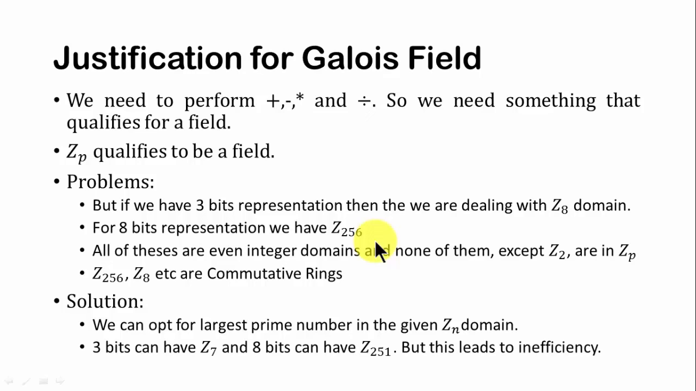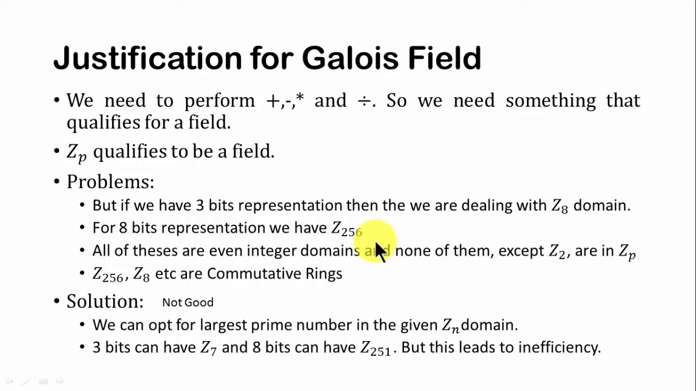Similarly, in case of 8 bits, we have 256 options from 0 to 255. So we can go for the largest prime number within this domain, which is 251, and therefore Z251 could be taken as our domain because then it will be a field. But if we do so, then what about the values from 251 to 255? They will go wasted, right? And therefore this will lead to inefficiencies. We do not want to go for such an approach as a solution.